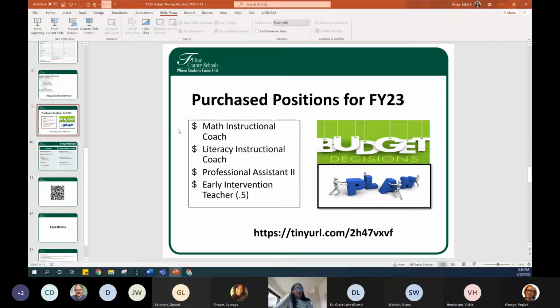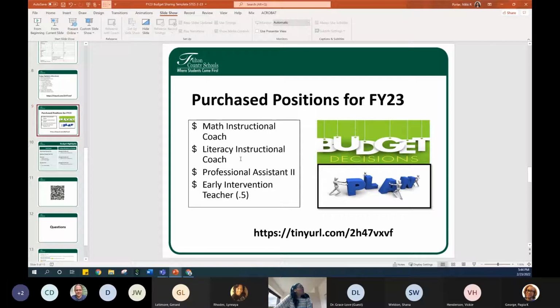So here are some of the purchase positions that I mentioned. The math instructional coach to support math instruction. We do currently have a math instructional coach, and our data for on-level instruction in math increased from 14% of our students performing on level as assessed in August to 35% performing on level as assessed in December. So we are trending in the right direction.